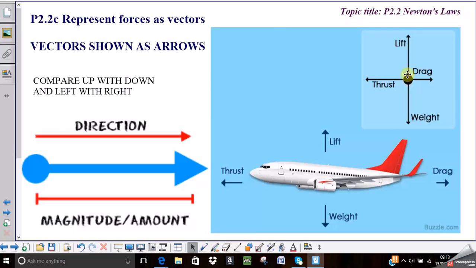Now if we compare up and down, we see that the lift equals the weight, but we see that the thrust is larger than drag. That means this object has balanced forces up and down, but the force that's pushing or pulling the airplane forward is bigger than the drag. That means this airplane must be accelerating, must be going faster.